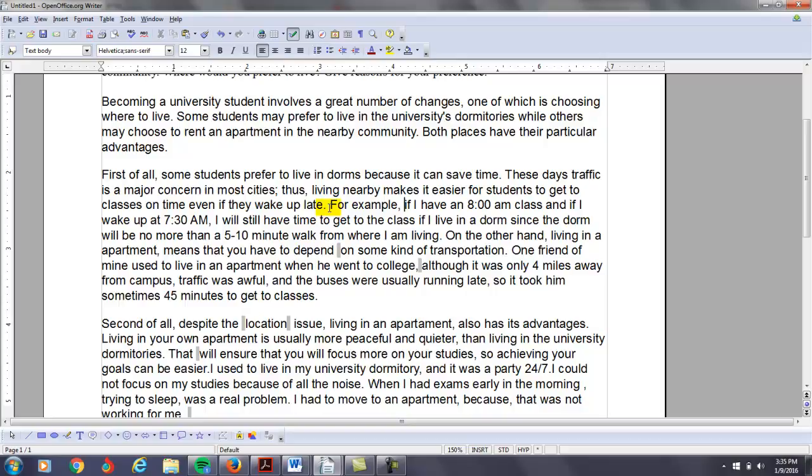So for example, if I have an 8 o'clock a.m. class, and if I wake up at 7:30 a.m., I will still have time to get to the class if I live in a dorm, since the dorm will be no more than a 5 to 10 minute walk from where I'm living.